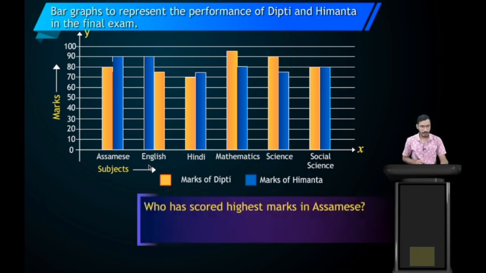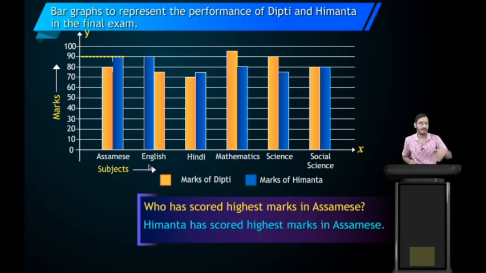So who has scored the highest marks in Assamese? Can you tell me? See the graph and tell me the answer here. Who has scored the highest marks in Assamese? You can see the bar on the Assamese subject. The height of the blue color bar is 90, and that is Himanta's bar. So that means Himanta has scored the highest marks in Assamese.